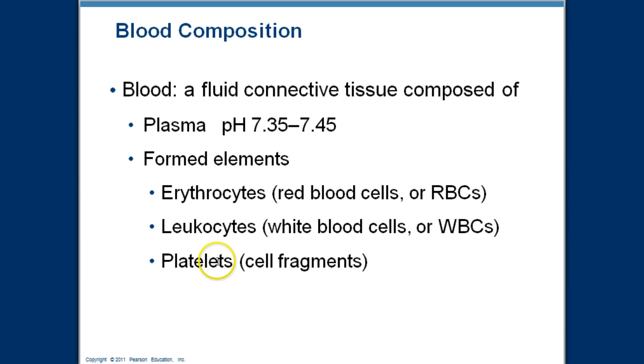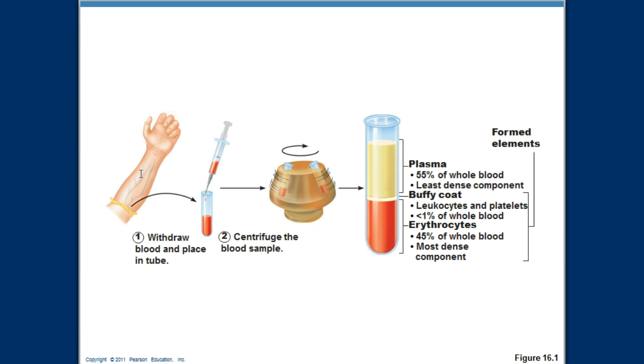And then you have these things called platelets, which aren't cells in and of themselves. They're fragments of a larger cell, and that's why these three things are collectively called the formed elements rather than your blood cells, because the platelets are not cells.